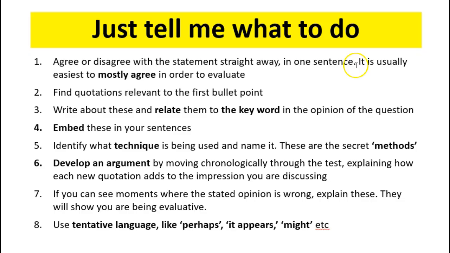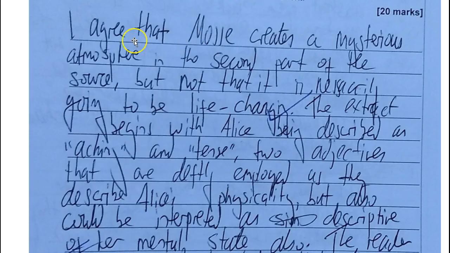But there is a technique here because the examiner wants you to evaluate, and in order to evaluate, it's easiest to mostly agree. So don't totally agree, say yeah I agree mostly, and then find a reason why you don't fully agree. That was just a little trick to show the examiner that you're evaluating. Okay. Let's look at what that looks like in an answer.